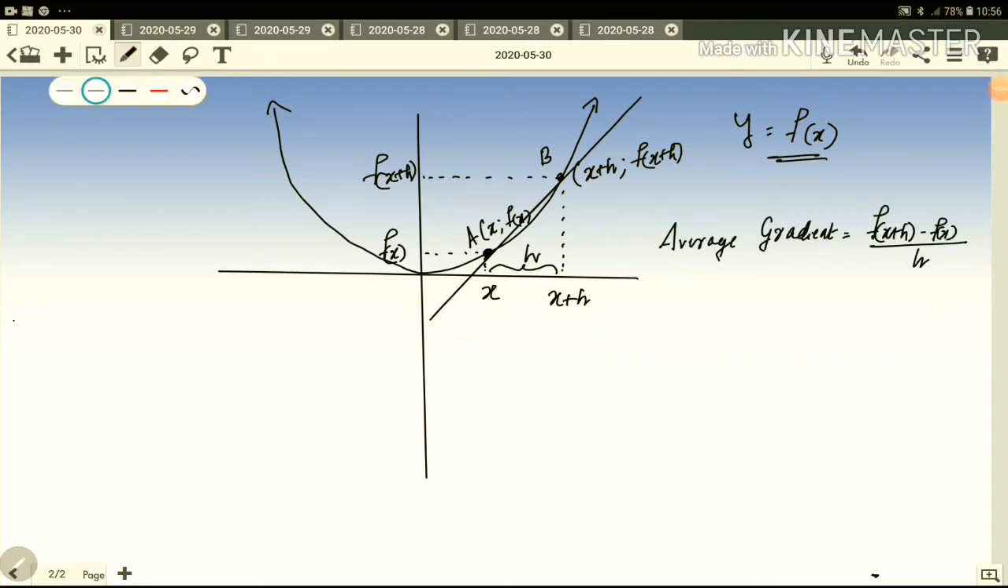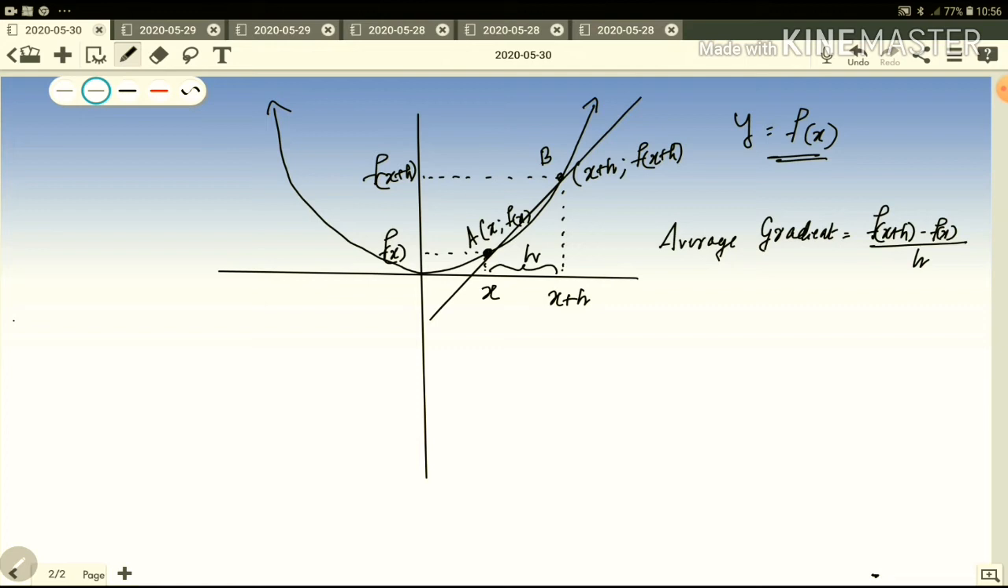Now I want to find the gradient of this curve at A, the important one. For that, I have to make the secant a tangent at A. It is possible only if the value of h moves closer to 0. We call it applying a limit, h tends to 0. If you want to know more about a limit, please watch my video about limit.